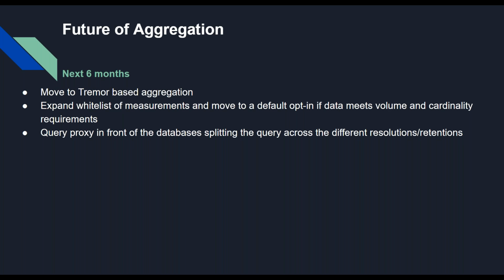We're going to be expanding the whitelist of measurements as new teams add in data that we really need to downsample to make it queryable or is of high value to the company to hold on for longer periods of time. And as part of our moving towards Trimmer-based aggregation, we're moving to a default opt-in model for data meeting our volume and cardinality requirements.